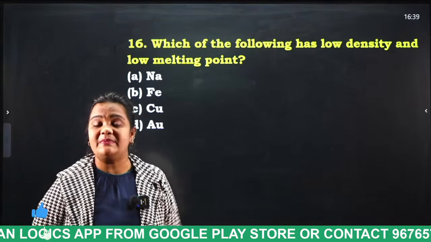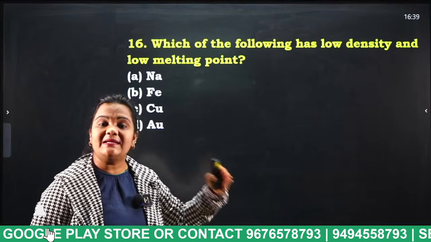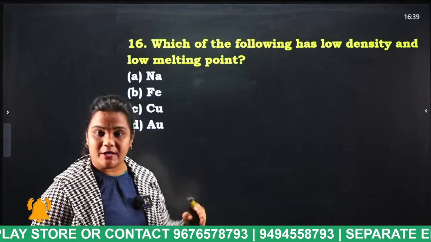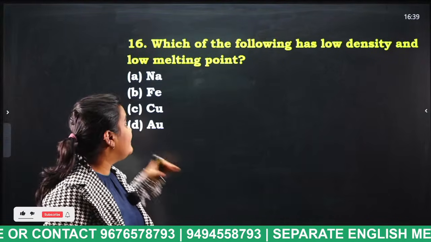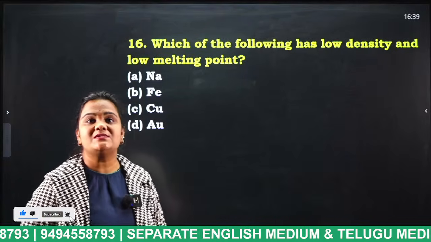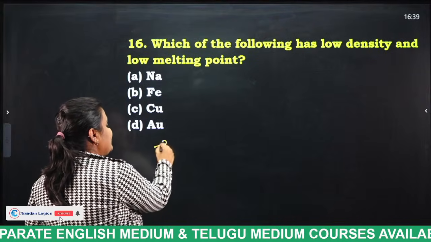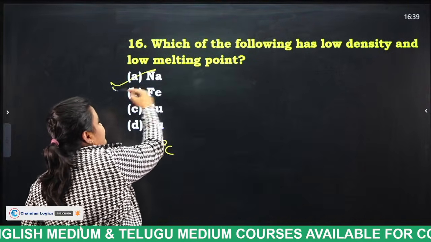For that purpose, that element is always stored in kerosene, and its density is much lesser than water. Also, it has a very low melting point. So what is that, students? Very good. Its melting point is around 7 degrees Celsius only, and the answer for this question is sodium.